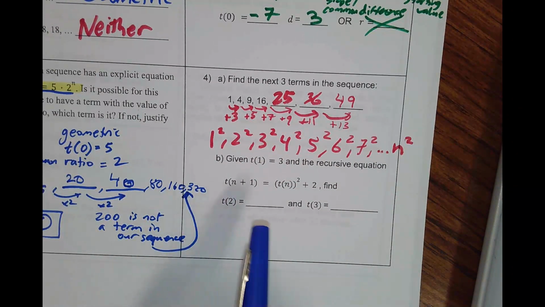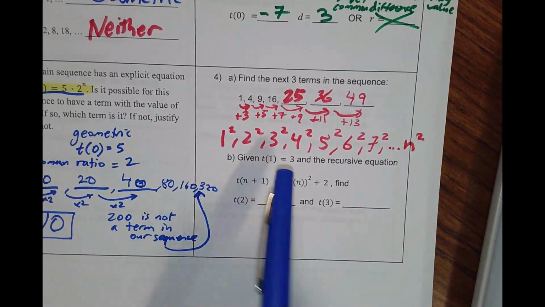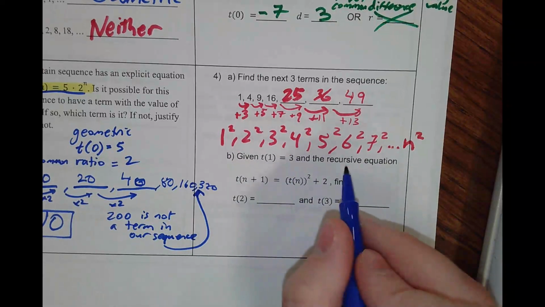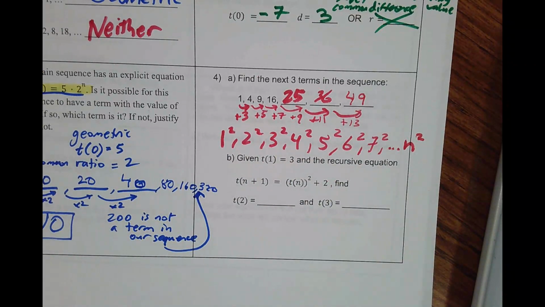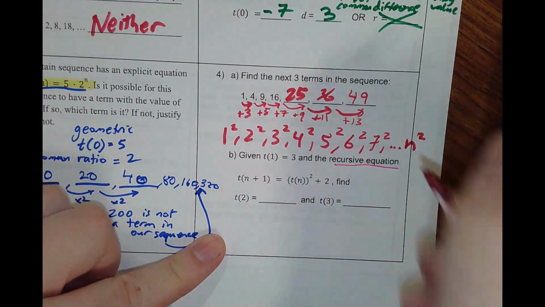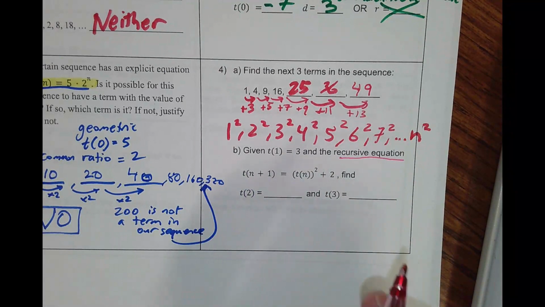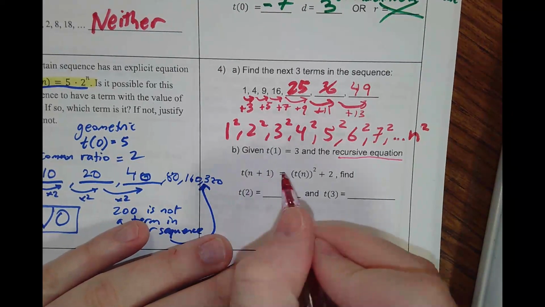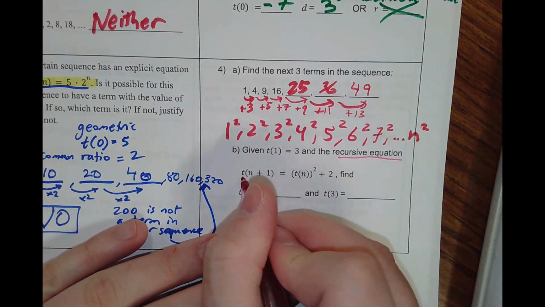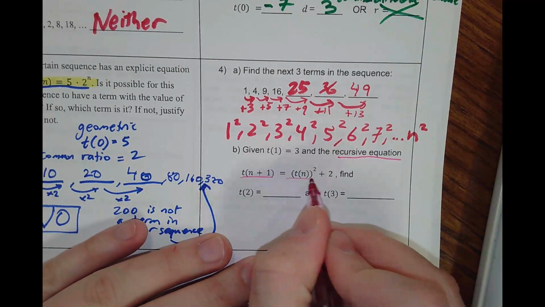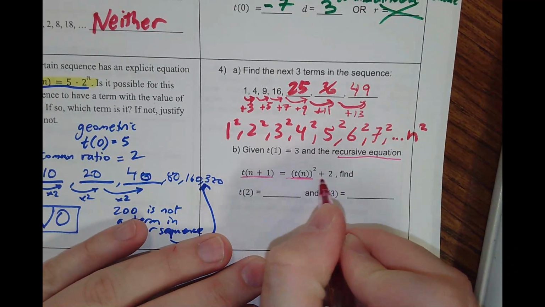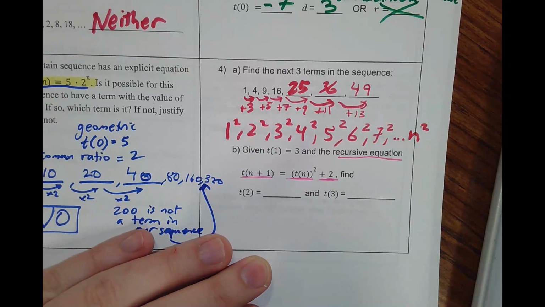All right, now number 4b, given term number 1 equals 3, and this is going to be a recursive situation, we want to go ahead and find the next 2 terms. So this recursive situation says to find the next term, we must square our previous term and add 2.